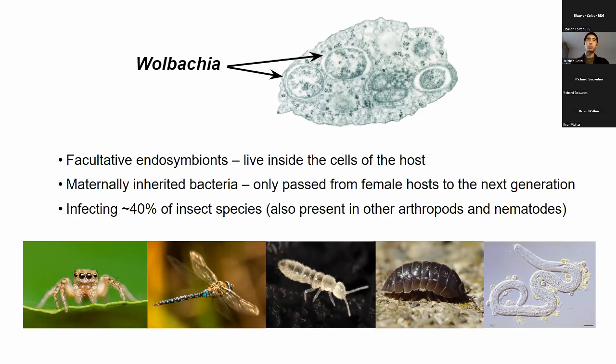And Wolbachia is one of the most common endosymbionts in insects. Many studies estimate that Wolbachia infect around 20% to 70% of insect species. So we can see that Wolbachia is very common. They infect a lot of insect species. But apart from insects, they can also infect some other arthropods and also nematodes.